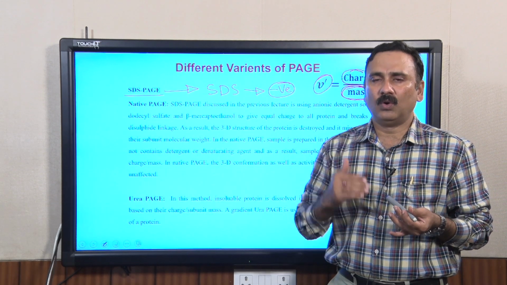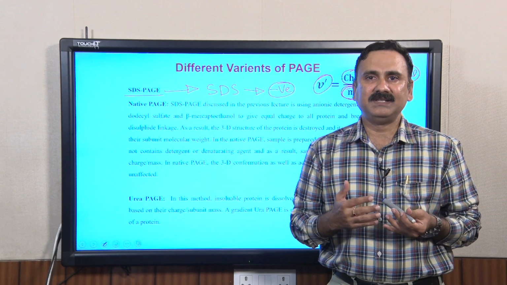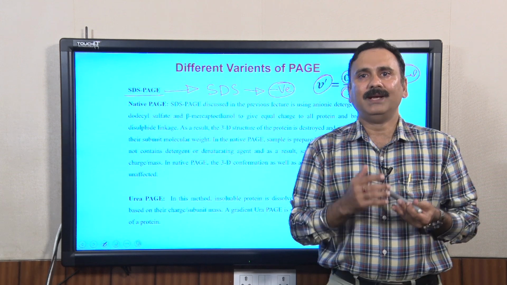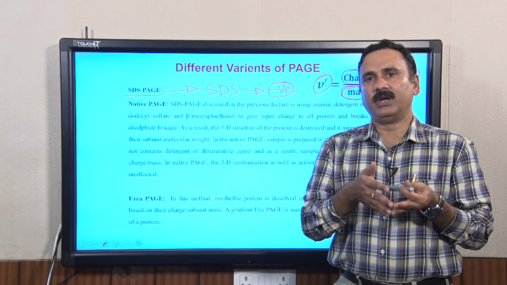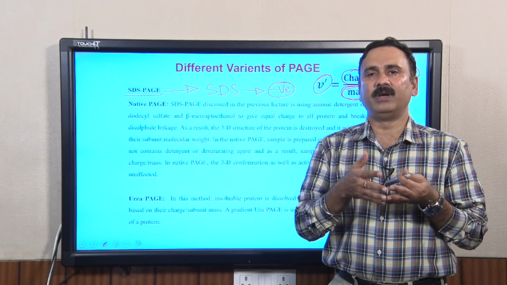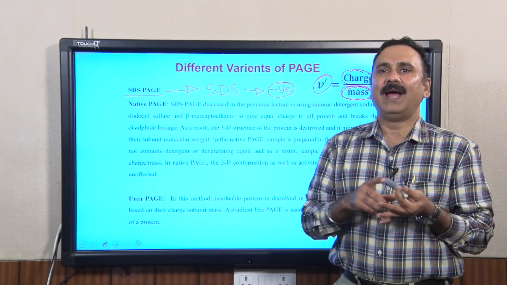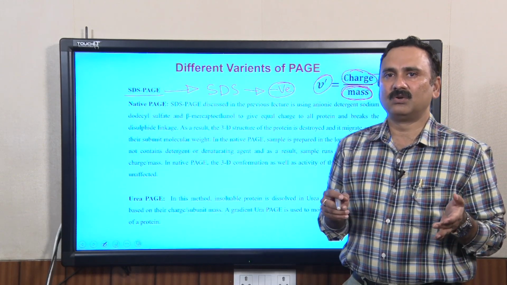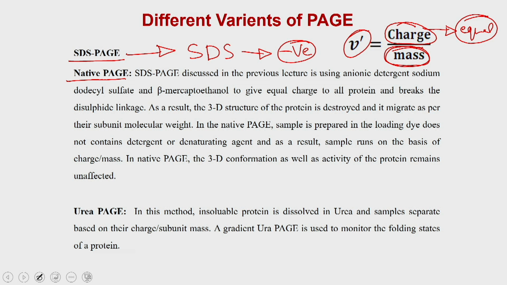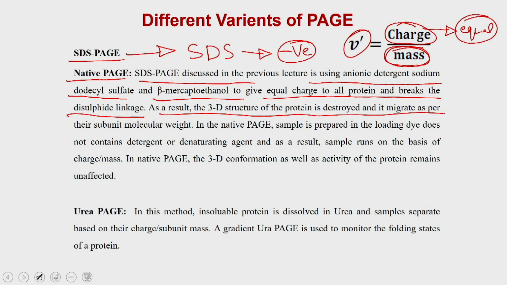But if you do not add the SDS as well as the beta mercaptoethanol, in those cases the protein is going to have its intrinsic charge, the protein is going to maintain the three-dimensional conformation, and that particular type of polyacrylamide gel electrophoresis is called native PAGE. So, SDS-PAGE, as discussed, uses the anionic detergent sodium dodecyl sulfate and beta mercaptoethanol to give equal charge to all the proteins and break the disulfide linkages. As a result, the three-dimensional structure of the protein is destroyed and it migrates as per its subunit molecular weight.